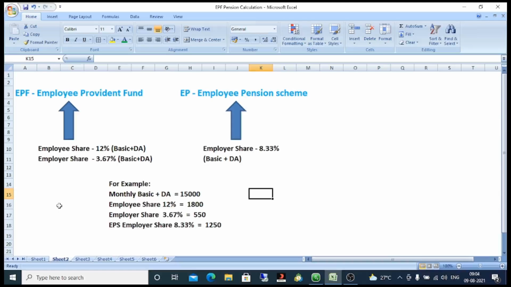For example, if monthly basic and DA is 15,000, then the employee share at 12 percent will be calculated at 1,800. And the employer share of 3.67 percent will be equivalent to 550 rupees. So the EPS, Employee Pension Scheme, employer share is 8.33 percent, and altogether 1,250 comes there.